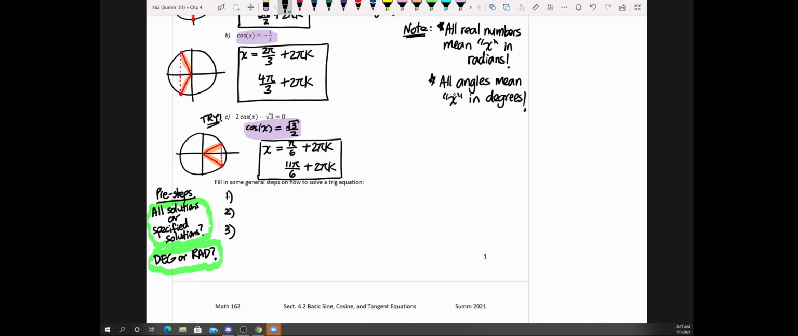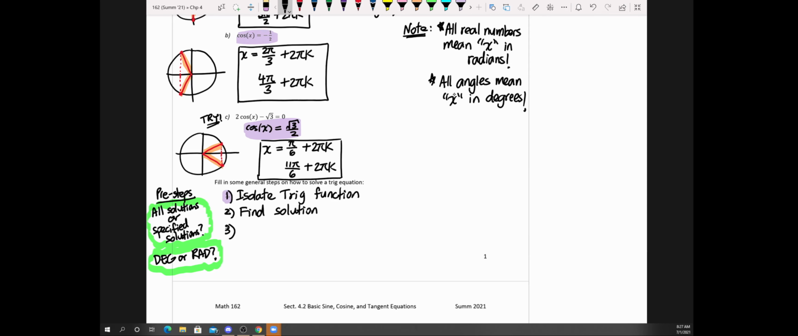Step 1, we want to isolate the trig function. In these beginning level problems, that was a very easy step where it was already done for us. Sometimes it's going to take some algebra skills to isolate the trig function. So that's in purple.